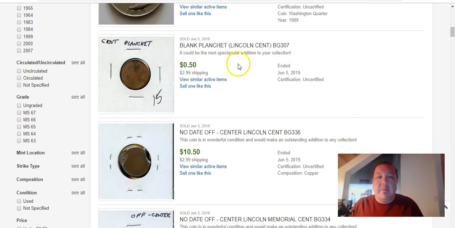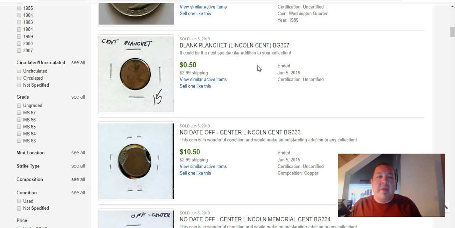A blank planchet, Lincoln cent, BG307. I'm pretty sure that's the seller's kind of classification inventory number. Sold for $3.49 shipped. All right. The listing title of the coin doesn't really make it all that appealing. You want to put in the grade in there.